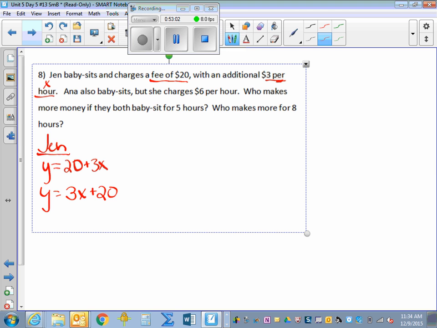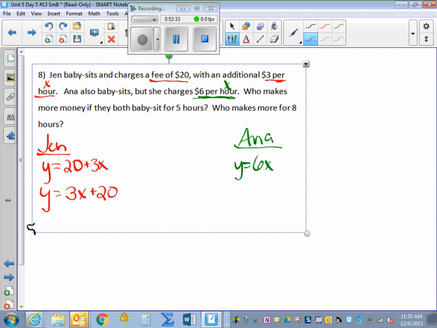Alright, then we have Anna over here. Anna babysits, but she just charges $6 per hour. No initial amount. So her initial amount is 0, but then just $6 per hour. So we have 6. Again, hours is x. So 6 times x. No initial amount. Okay, so the question asks, who makes more if they both babysit for 5 hours? Okay, so we have our equations.